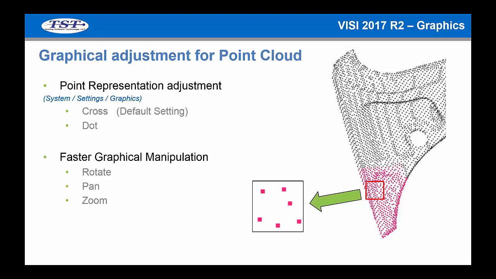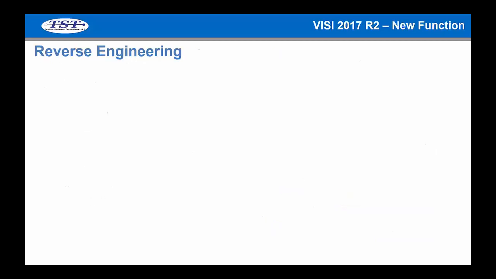If you've ever had one of these files open, it can bog the rotate, pan, and zoom down. With this ability, it makes it much smoother.